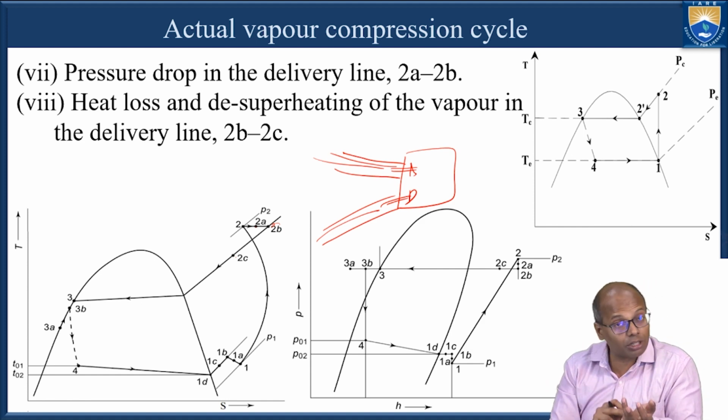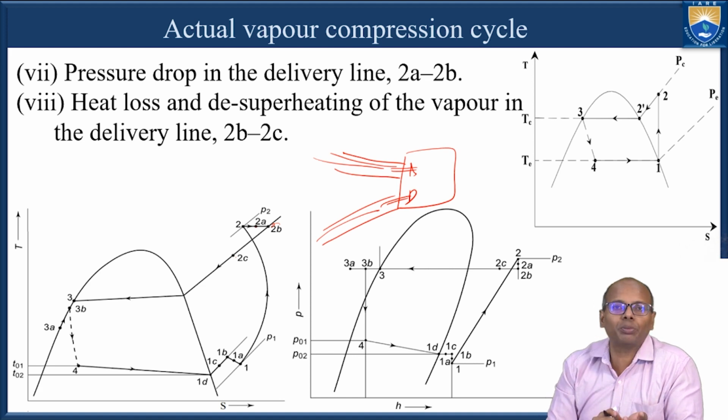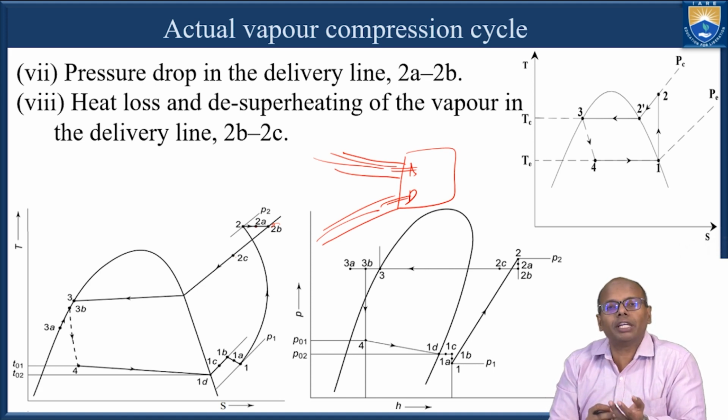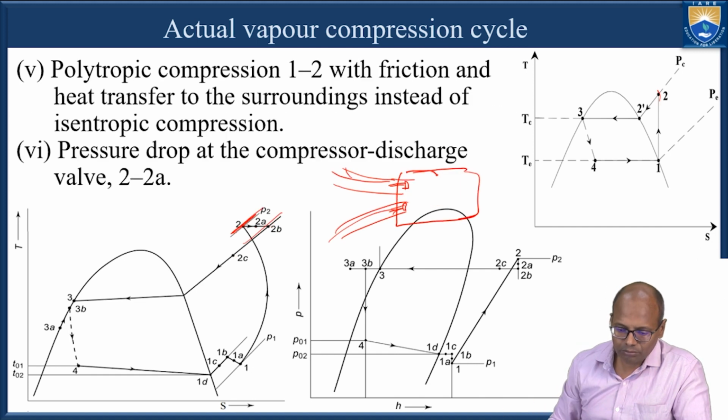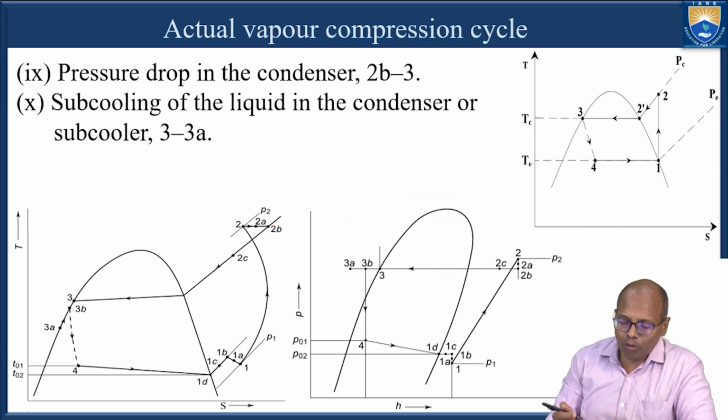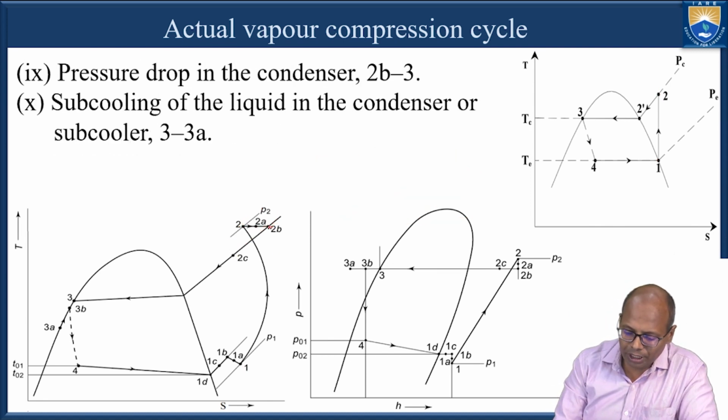Okay, we have pressure drop in the delivery line, we have desuperheating in the delivery line because of the lower temperatures of the delivery line. Now what is happening here? There is a point 2B and 2B to 3, and we have already discussed it is 2B to 2C. From 2B to 2C already the temperature got reduced.